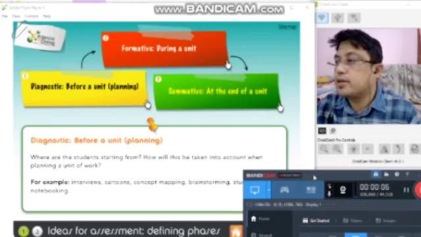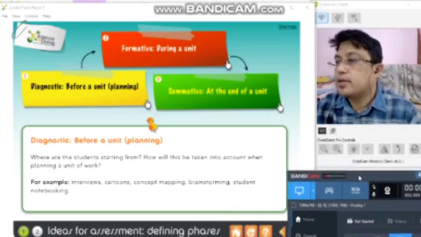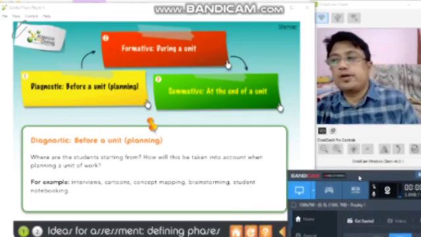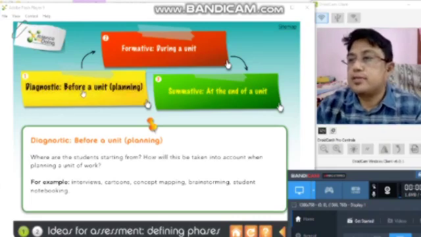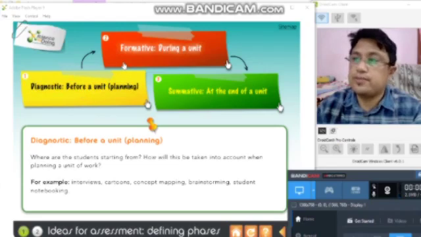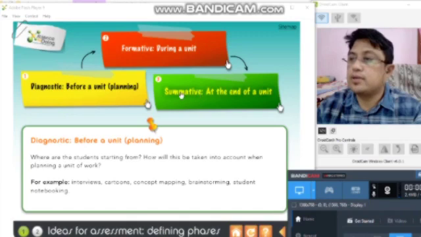So again, let us see. This part is diagnostic, that is before a unit, and before a unit that is inside planning. So this is about a diagnostic assessment implemented in the classroom as a formative assessment part. And what does it say?